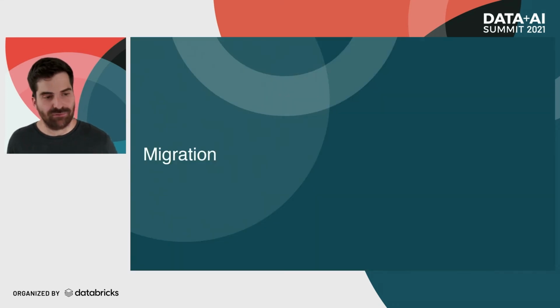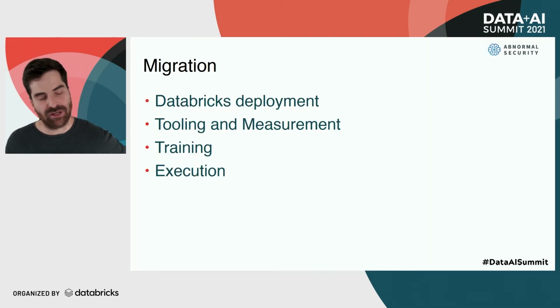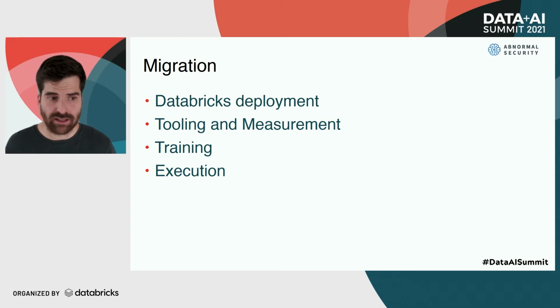Okay, so now to the final actual hard part, which is executing the actual migration post POC. So we had to do a few different things. We had to do a production Databricks deployment to actually set up a production VPC. We had to build a lot of tooling and measurement around costs specifically. We had to train our engineers to be used to this new Spark environment and getting them comfortable with it. And finally, we had to actually migrate all these data pipelines over to Databricks.